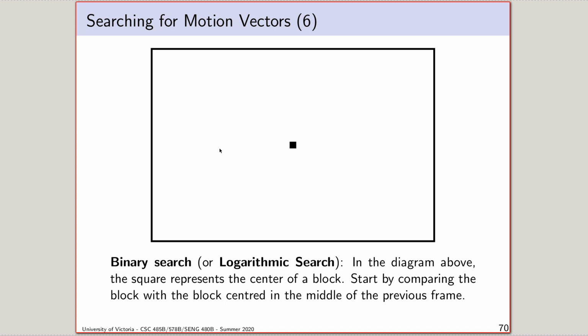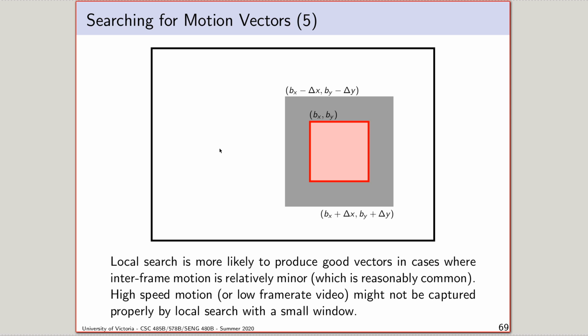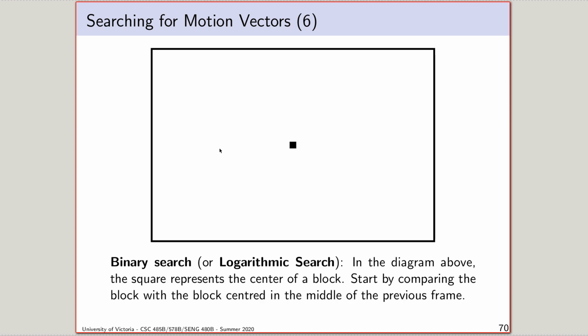Now, the question then is, okay, what if I do want to find the best match in the entire frame? So one option is to do sort of binary search. This is a different style of diagram. When we do a search for a vector, we're only searching for a single point, and then we sort of shift the block onto that point to take the differences. So let's assume that this square here is some point, some vector that I'm testing.